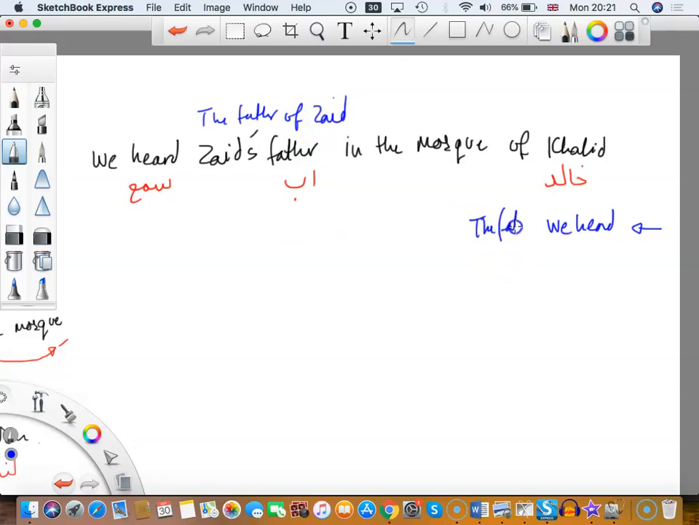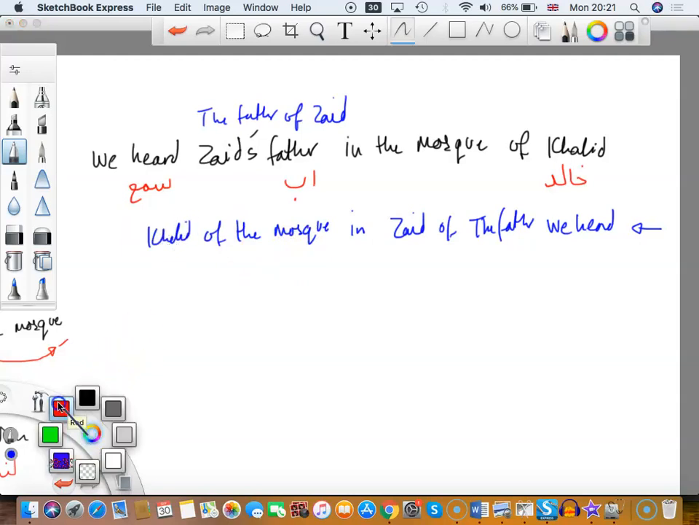The father of Zayd in the mosque, right, of Khalid. Now, I think some people have put the words in wrong sequence. Yeah, I can tell by your faces and by your breathing, that you're doing it wrong. Alright, so what do we get rid of? Of and the. Yeah. Okay, now, how do we translate we heard?